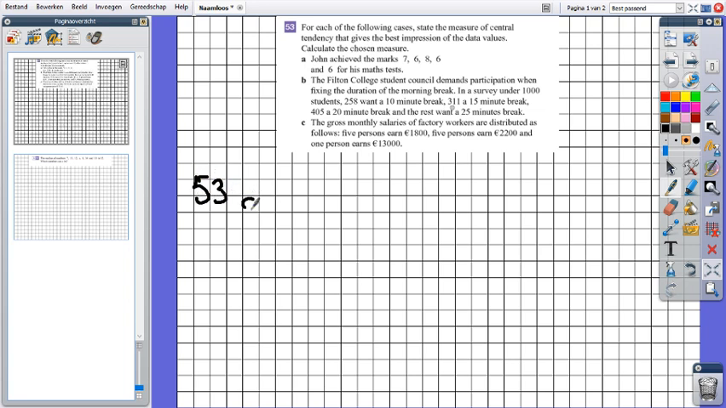Right, so the exercise states, for each of the following cases, state the measure of central tendency that gives the best impression of the data values. So they don't ask you to calculate all the data values. They say, well, you're going to figure out which one will give you the best impression, and that's the one that you're going to give or calculate. So at exercise 53a, John achieved the marks 7, 6, 8, 6 and a 6 for his math test. Are we going to calculate or use the median, the mode, or the mean?